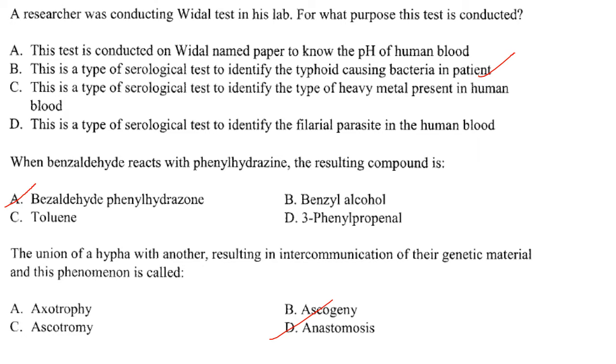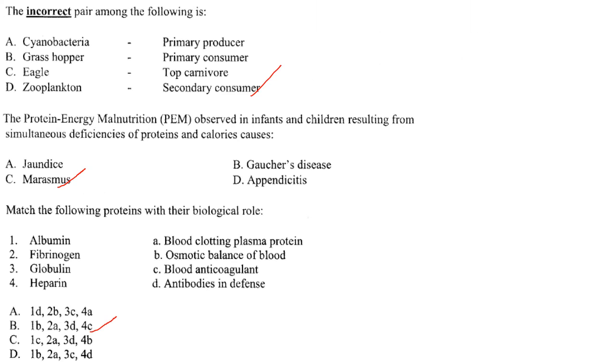Then when benzaldehyde reacts with phenyl hydrazine, the resulting compound is benzaldehyde phenyl hydrazone. Answer is option A. The union of a hypha with another resulting in intercommunication of their genetic material, the phenomenon is called. This is a repeated question. So answer is anastomosis. Answer is option D.